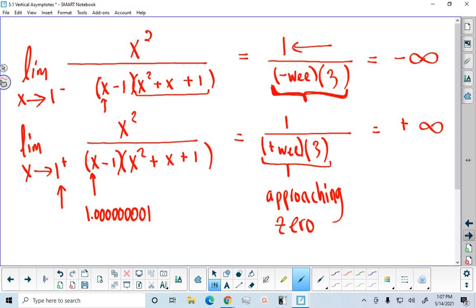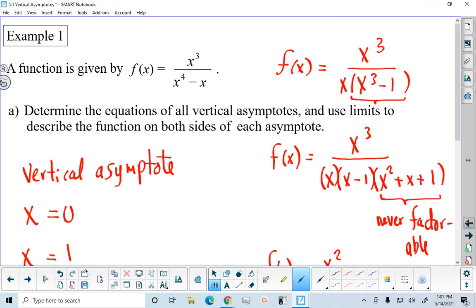Any questions with A? Did you have to think of it this way? No. You know what you could have done? You could have just taken the original function. You can even use this one and put in a number like 0.9999 and see what you get. And I guarantee you, you will get a negative number, and it will be very, very large. Okay, let's take a look at B.